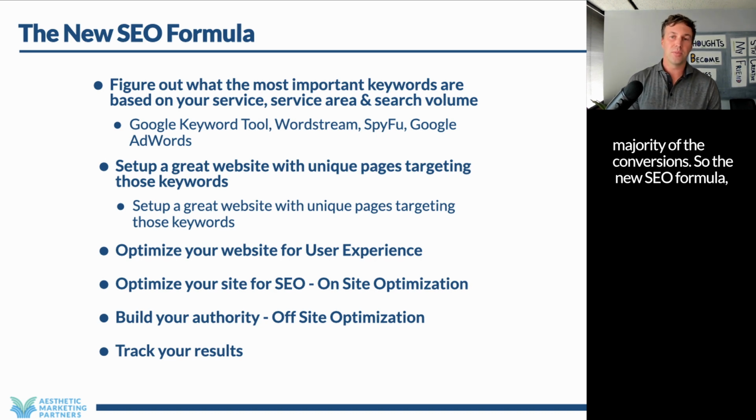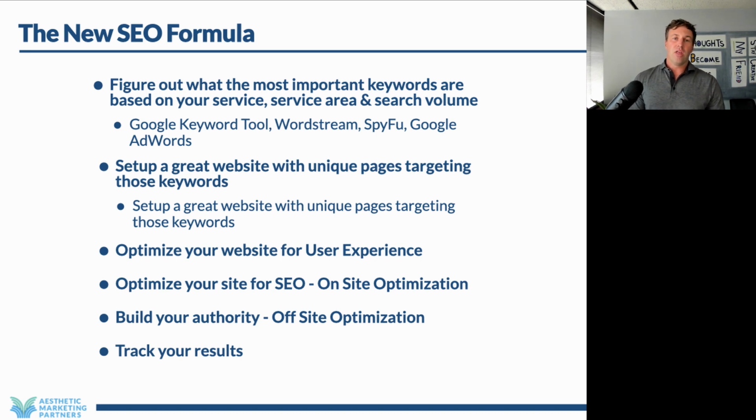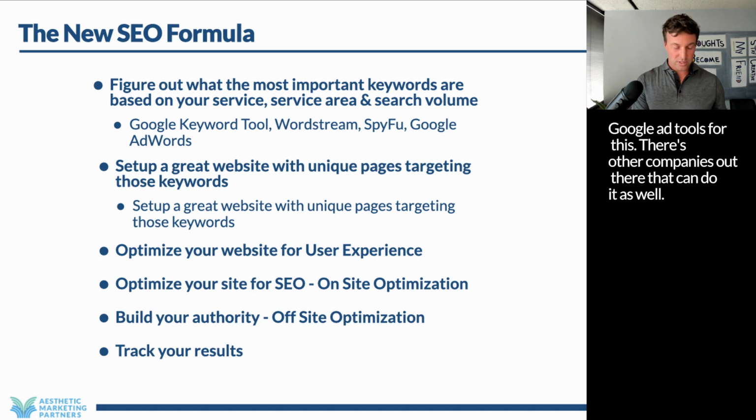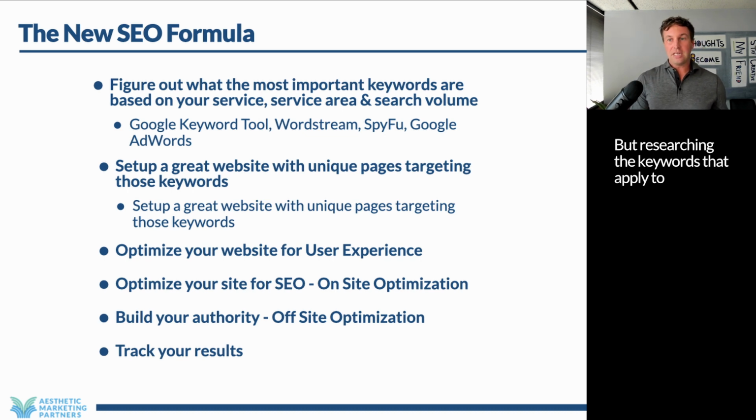So a new SEO formula, first and foremost, you need to figure out what are the most important keywords based on your services, service area, and search volume, and then focus on those. This means if you're selling breast augmentation, Botox, fillers, whatever it may be, having a company or doing it yourself, you can use Google ad tools for this. There's other companies out there that can do it as well. But researching the keywords that apply to your service area.